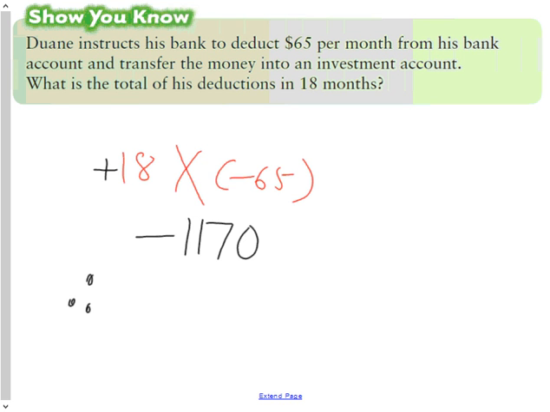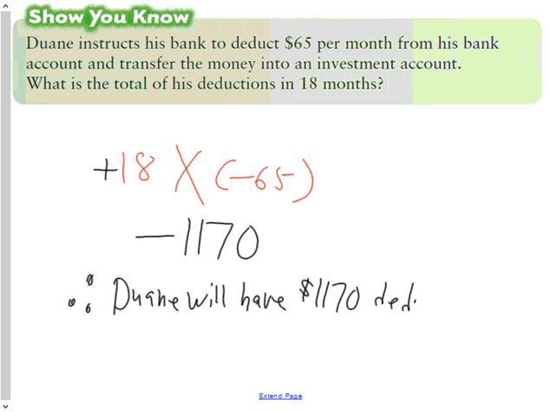So then we're going to make a sentence. Therefore, Dwayne will have $1,170 deducted. Now notice I didn't say negative 1,170, because this word deducted is the same idea as a negative sign.